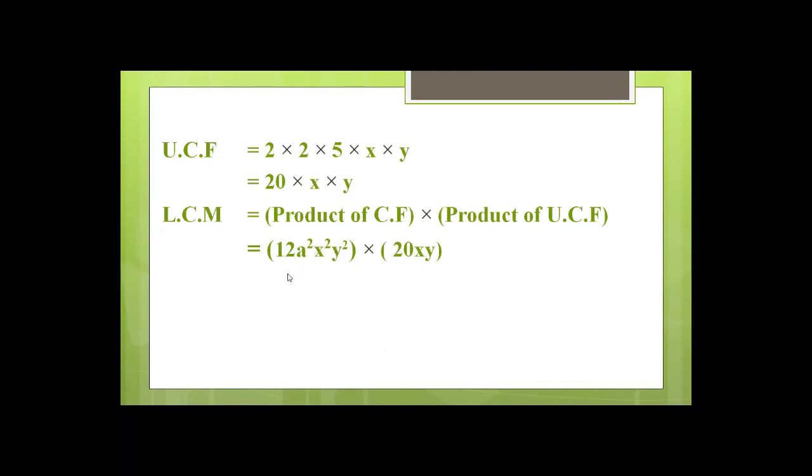To get the LCM. So 12 20s are 240, a square as it is, and then x square, here is x. So the bases are same. What you will do, you will add up the powers. So here is 2, here is 1. So 2 plus 1, it becomes 3. And then y square, y 2 and y 1, 2 plus 1, y also becomes 3. When the bases are same, you already know that you will add up the powers. So the LCM of the given polynomials is 240 a square x cube y cube. So this is the answer of the question.